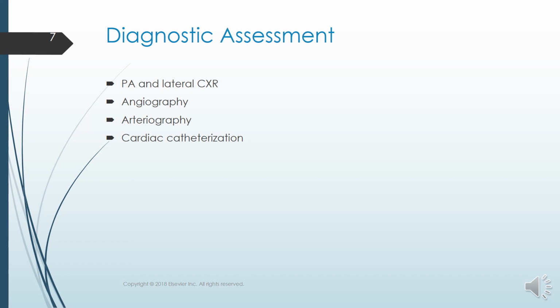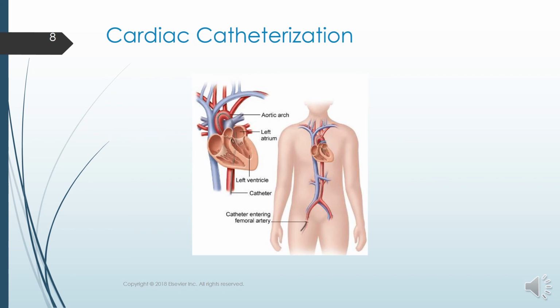Which is referred to as a CABG, and we want to be able to evaluate the effects of medical or invasive treatments on cardiovascular function as well. Here's just a picture of the cardiac cath. A lot of times they're going in through the radial artery now, but this shows the femoral artery down there. And if you went in through the femoral artery down there and went up to the heart, what would you be coming through?